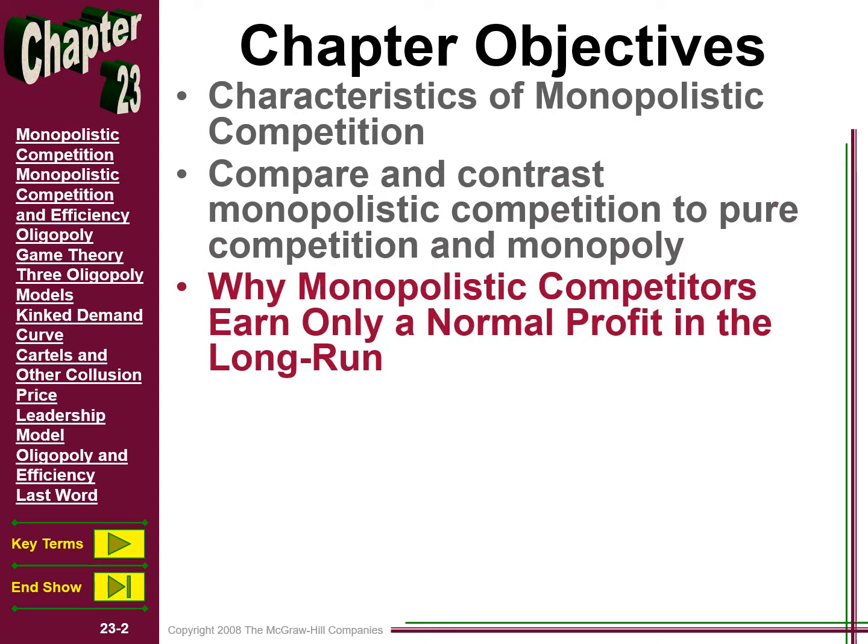Then we'll talk about why we would expect monopolistically competitive firms to earn only a normal profit in the long run. So we'll talk about something we discussed earlier when we talked about the difference between economic profit and accounting profit. And we'll talk about zero economic profit being normal profit in the long run.